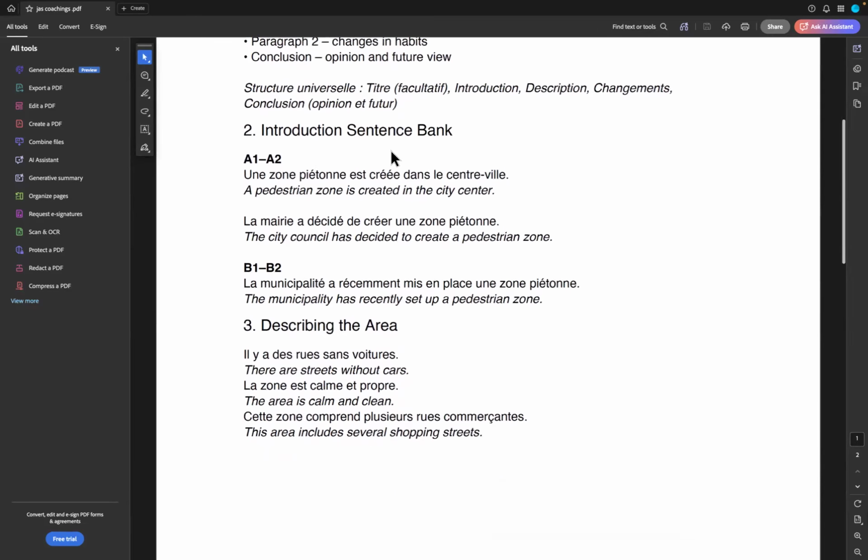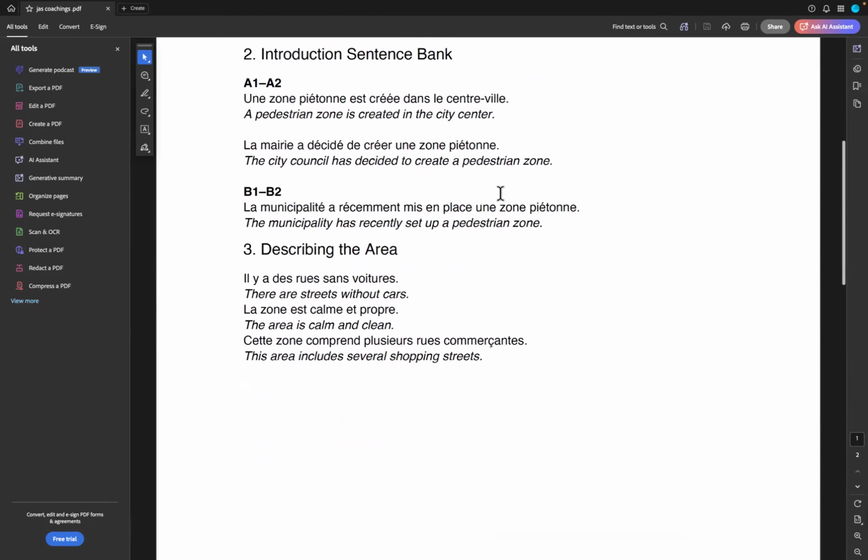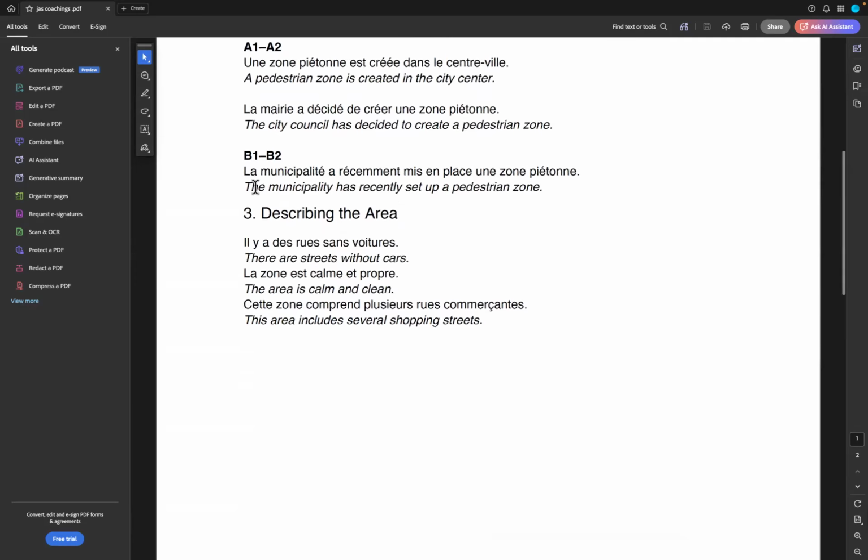Okay. Introduction sentence bank. Now how you can start the introduction. Une zone piétonne est créée dans le centre-ville. Okay, a pedestrian zone is created in the city center. La mairie a décidé de créer une zone piétonne. That is, the city council has decided to create a pedestrian zone. So these are the different forms you can use. Now, if you want to improve more, la municipalité a récemment, the municipality has recently set up une zone piétonne, a pedestrian zone.